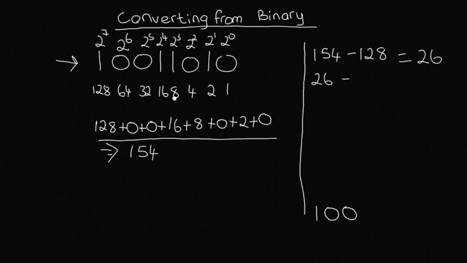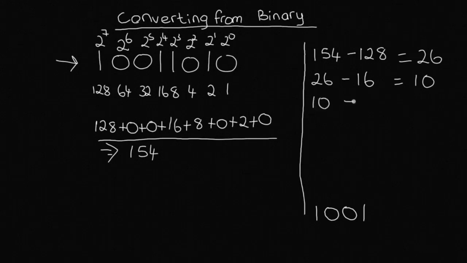Now we go and we look at 16. So we can actually take 16 from 26 and not be left with a negative number. So 26 minus 16 will leave us with 10. So we can add in a 1 here because we've taken 16 away. Now we've got 10 left.